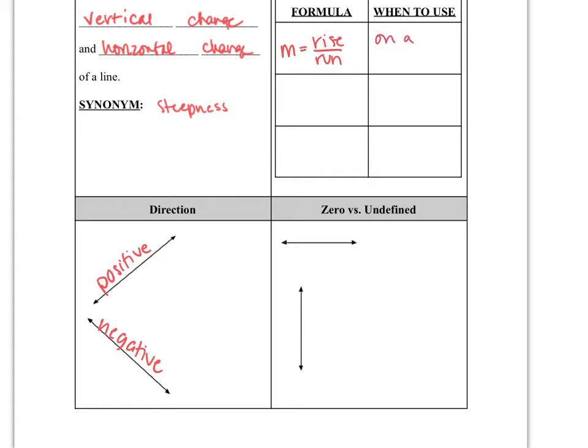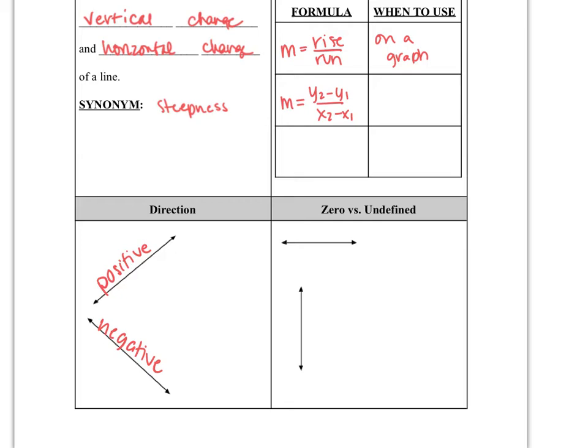So one of the formulas we already know for slope is m equals rise over run, and we can use this on a graph, and we'll see some examples of this today. Another formula that we can use is called the subtraction fraction. It's m equals y2 minus y1 over x2 minus x1.